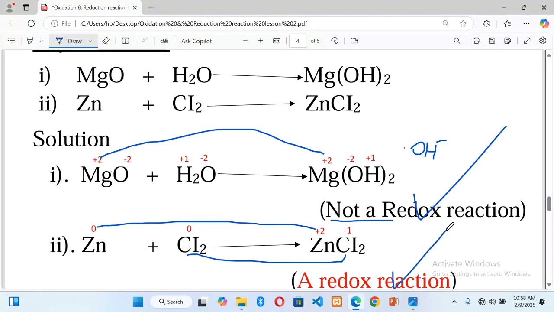Quick notice that you can also use this to know whether a reaction is a redox or not. Any reaction that is taking place and doesn't have any free or uncombined element is most likely not a redox reaction. An example is here. But in all those where there is some uncombined or free element, you always find a redox reaction.